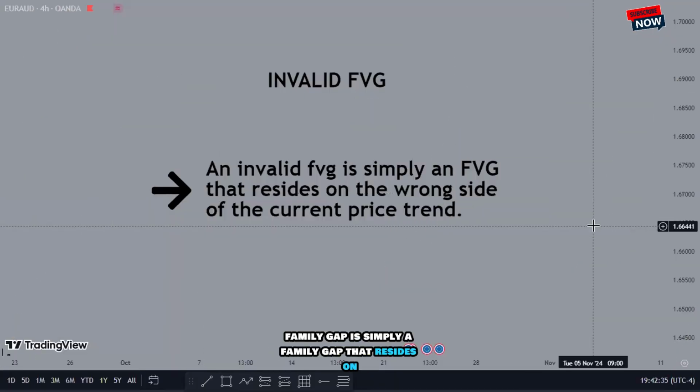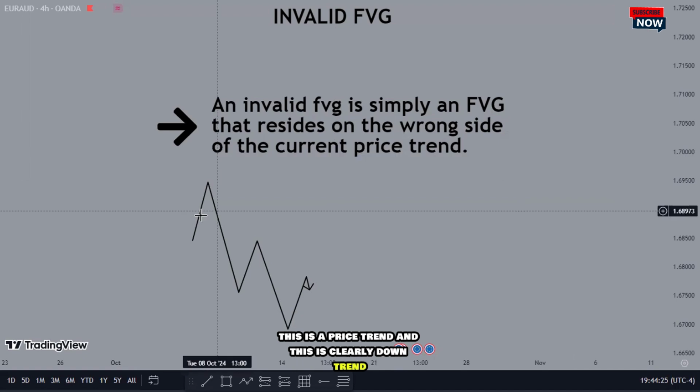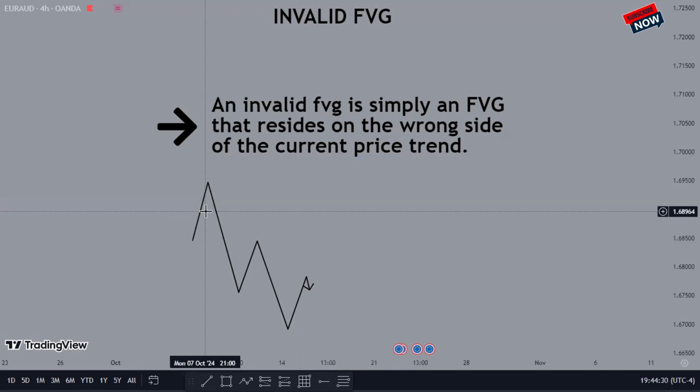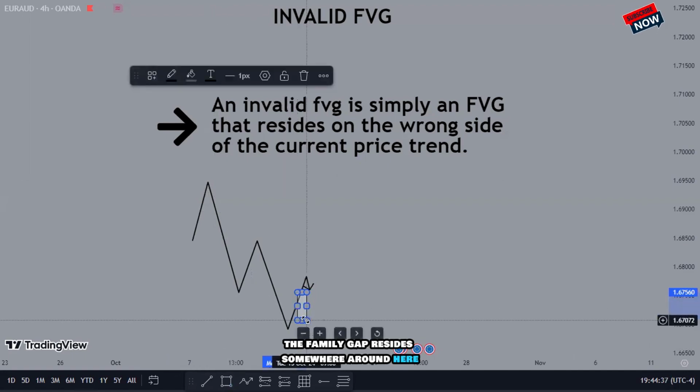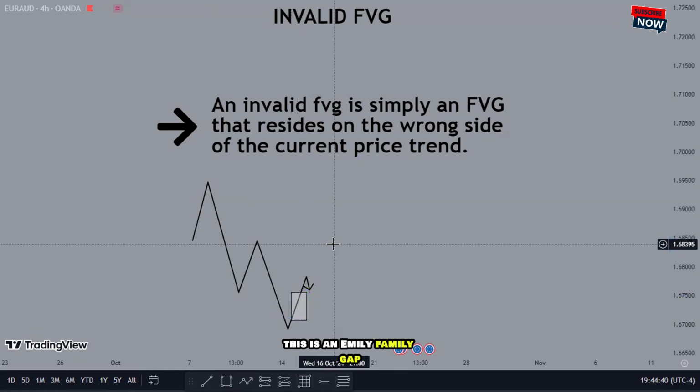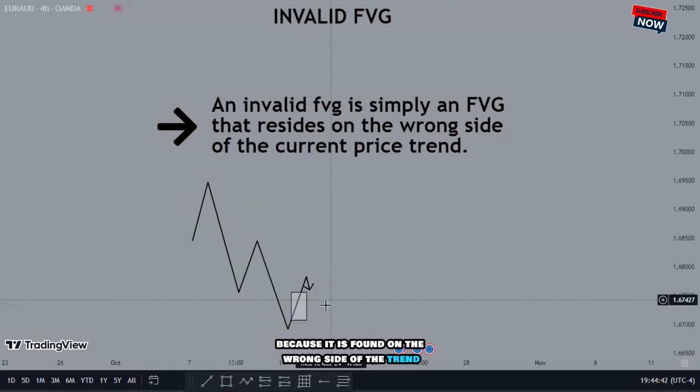An invalid fair value gap is simply a fair value gap that resides on the wrong side of the current price trend. Okay, so if a fair value gap is found on the other side of the trend, for instance, let's say this is a price trend and this is clearly a downtrend. This is the current price trend. The price is trending downwards. Then let's say the fair value gap resides somewhere around here. This is an invalid fair value gap. It is invalid because it is found on the wrong side of the trend.